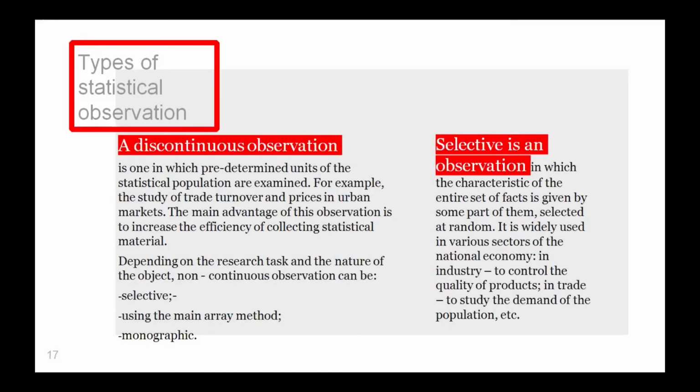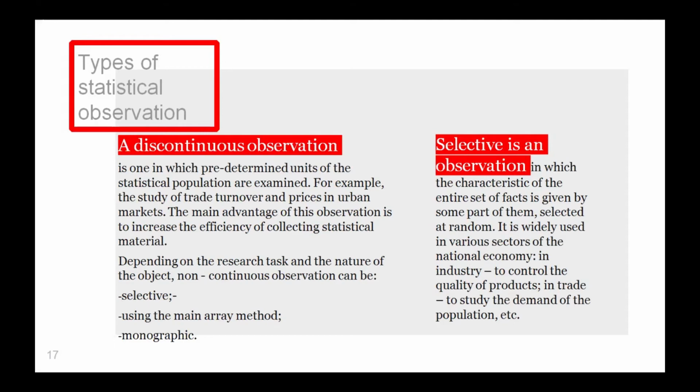Types of statistical observation. A discontinuous observation is one in which predetermined units of the statistical population are examined. For example, the study of trade turnover and prices in urban markets. The main advantage of this observation is to increase efficiency of collecting statistical material.